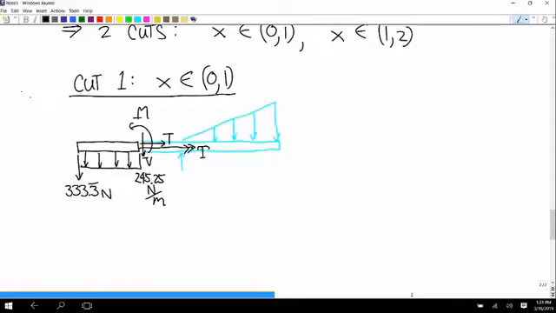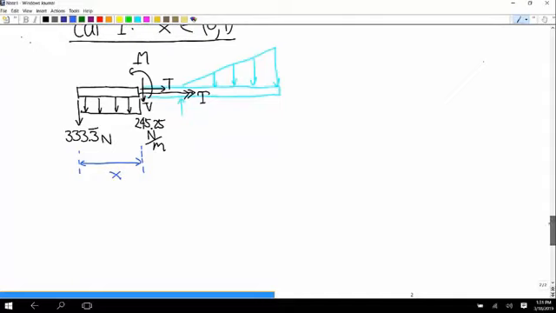And now that we've chosen the body to isolate, let me draw this. This distance is x. Now that we've chosen that we're going to isolate this piece that has a length of x, where x is between 0 and 1, now we can represent this distributed load as a point force. So I'll redo the free body diagram.